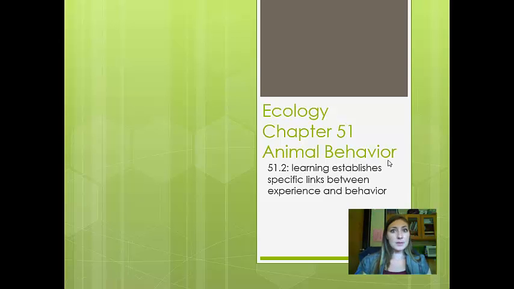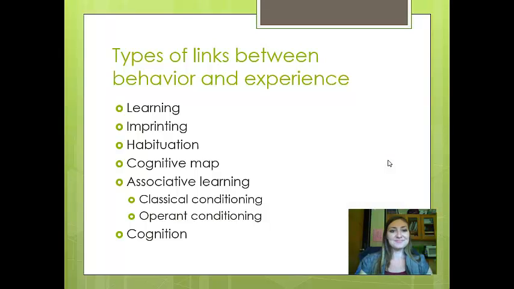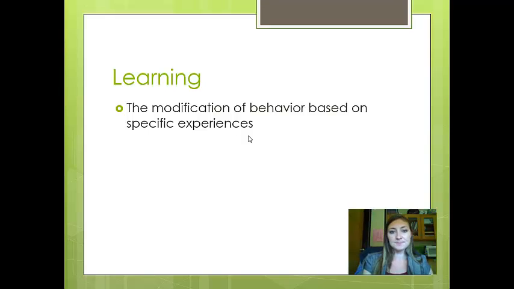All right, let's talk about learning and behavior. There are links between an organism's behavior and their life experiences. Examples of these are learning, imprinting, habituation, cognitive maps, associative learning, and cognition, which we're going to talk about each of those. Our definition of learning is the modification of behavior based on specific experiences.